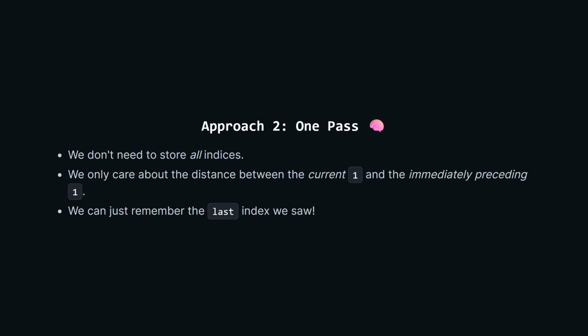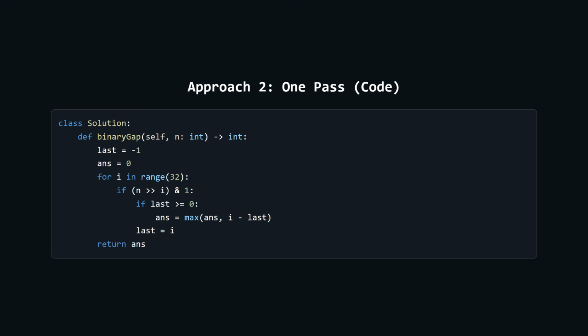Think about it. To calculate a gap, we only ever care about the distance between the current one we are looking at and the one we saw right before it. So instead of a whole list, we really only need a single variable to remember the position of the very last one we found. And here's the code for that optimized second approach.